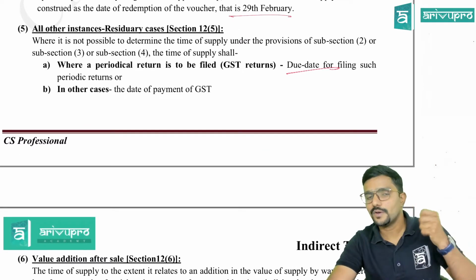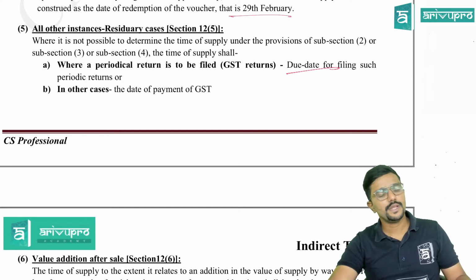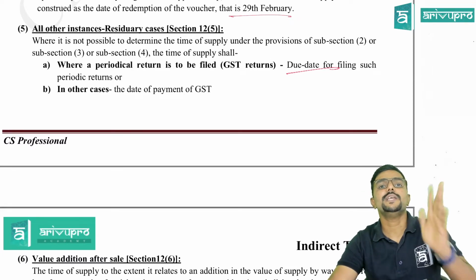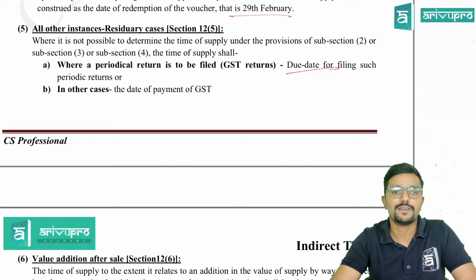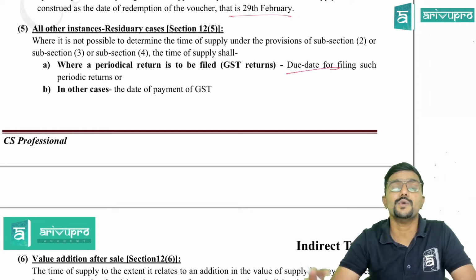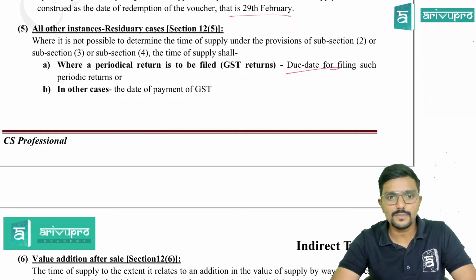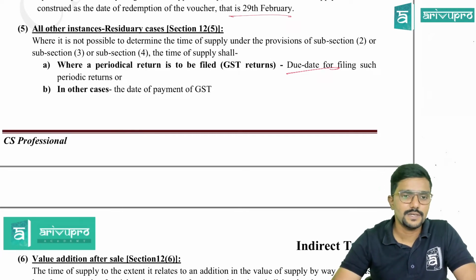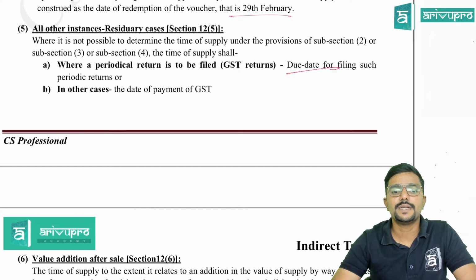Even assume you are registered under GST. In the month of August, you have not supplied any goods or services to anyone. So there is zero turnover for you. In that case, should you file returns? Yes, at least a nil return you have to file. Clear? Yes.